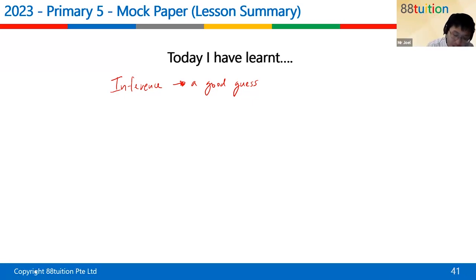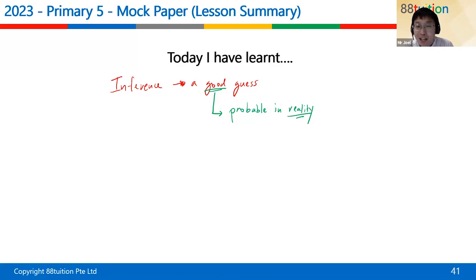So over here we see the word, right? Good, right? So what do we mean by good? Okay, so a good guess means it's something probable in reality. And this is where a lot of students, okay, they find it difficult simply because they don't have enough experiences, right, in reality with either relationships or, sometimes, with more advanced stuff in society or general knowledge that they don't have.